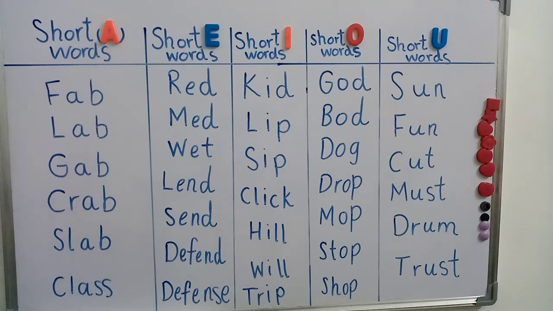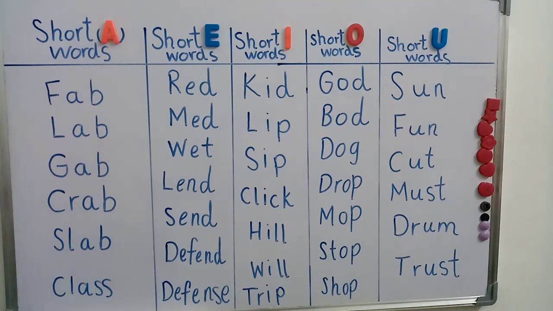Now, parents, you may ask your child to read these short A words by himself or by herself. Let's move now to the short E word. What does the E say? The E says E. Every letter makes a sound. The E says E. Okay.